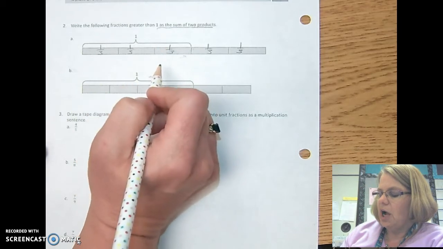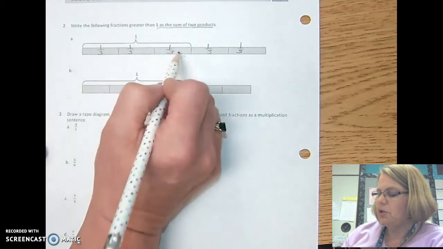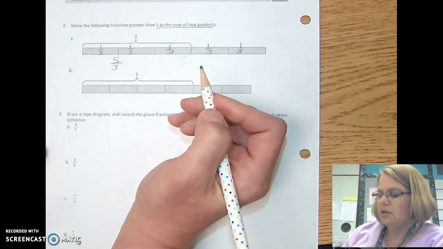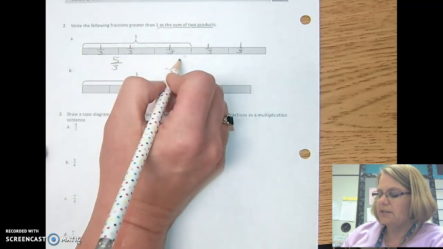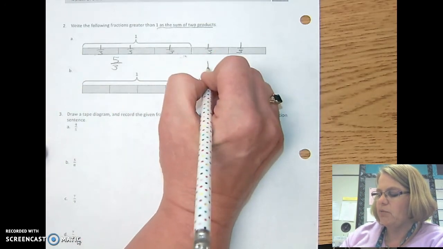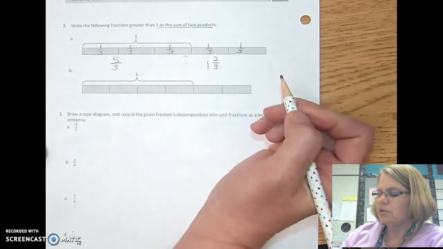So how many thirds do we have? 1, 2, 3, 4, 5. We have 5/3. We can also write this as 1 and 2/3. So we have 1 and 2/3.